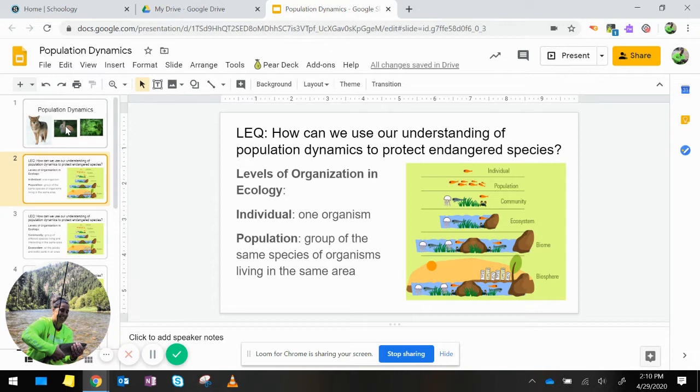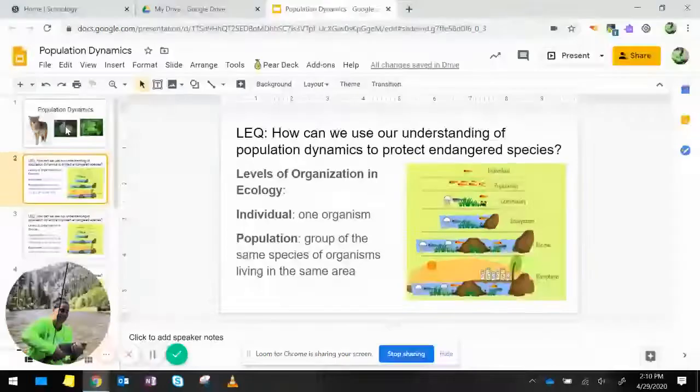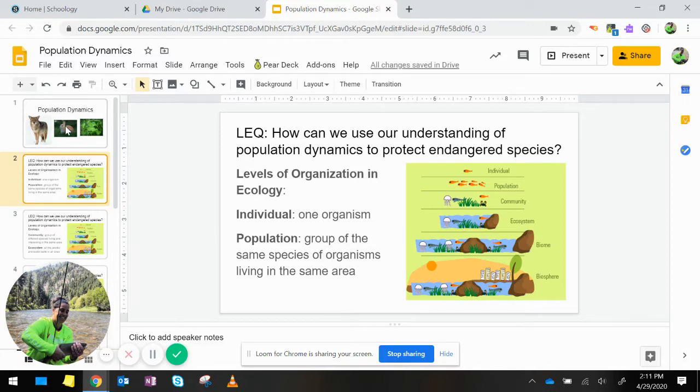So if you remember last unit, at the end of evolution, we talked a little bit about extinction, and we talked about how extinction is where you have a species that no longer exists on Earth. So when we talk about endangered species, these are species that are in danger of going extinct. So we definitely want to use our knowledge of population dynamics to protect these endangered species.